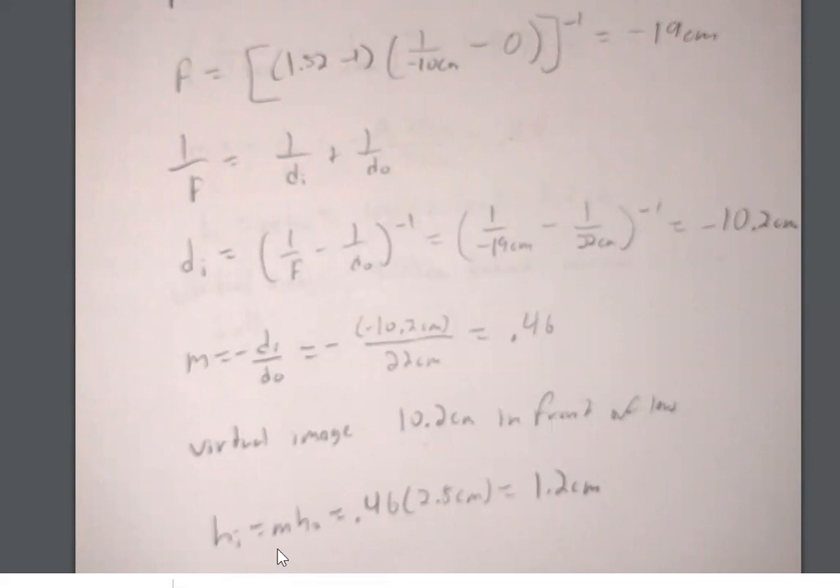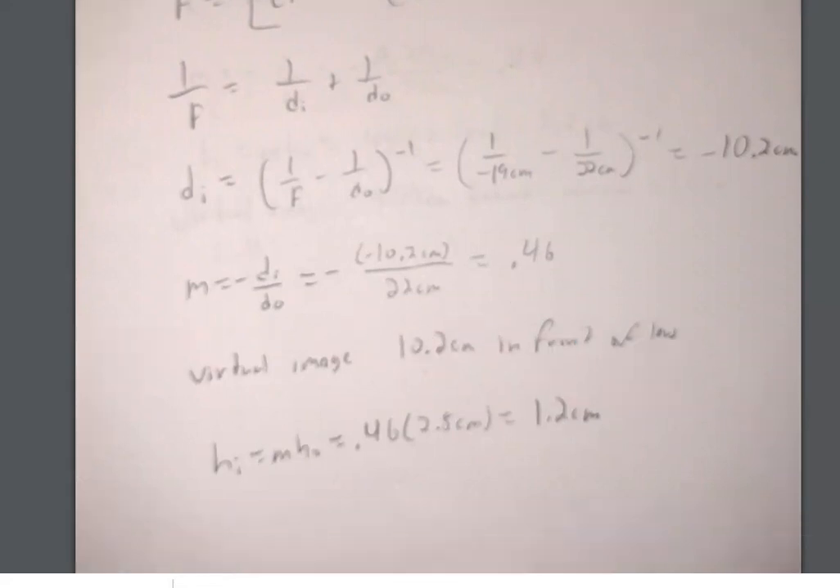And then we can find the height of the image by multiplying our magnification by our object height. We said our object height was 2.5 centimeters. So it's 0.46 times 2.5, which gives us 1.2 centimeters. Now this is positive, which means that our image is upright. So we have an upright virtual image that's 10.2 centimeters in front of the lens.